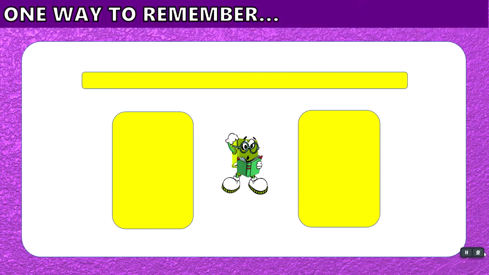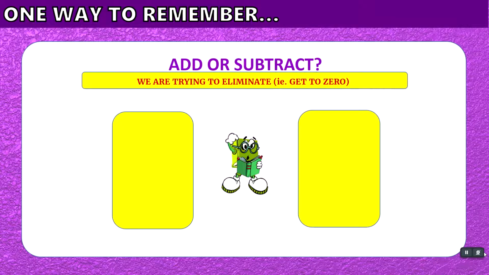You may be thinking, how do you remember whether to add or subtract when the coefficients are the same? Well, here's one way that you may be able to learn to remember. We are trying to eliminate, which means we are trying to get to 0. And so we have to figure out, how do we do that? If we have plus 4 and plus 4, how do we get to 0 with a plus 4 and a plus 4 by using addition or subtraction?